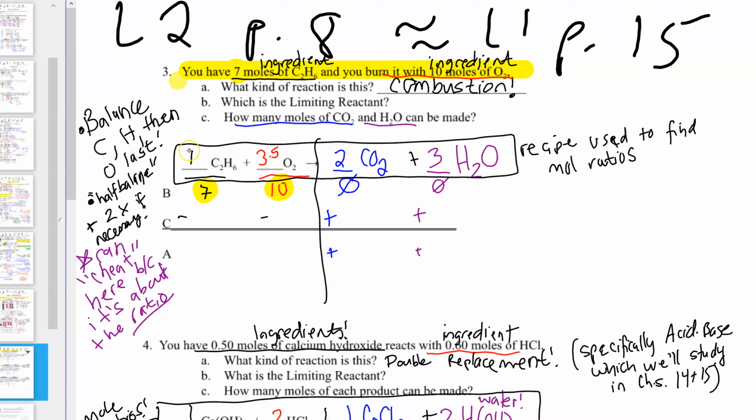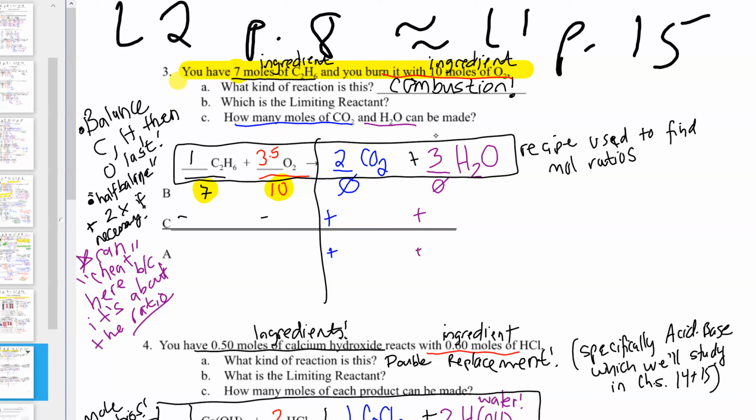It ended up the ratio is 1 to 3.5 to 2 to 3. Technically, we should double this, but we can do a little cheat here because it's all about the ratio. Now, it's not a whole number ratio. We're going to get the same math. So if some of you have 2, 7, 4, 6, you're going to get the same answer that I get doing it this kind of cheat way. So just stick with me. Let's see what happens here.